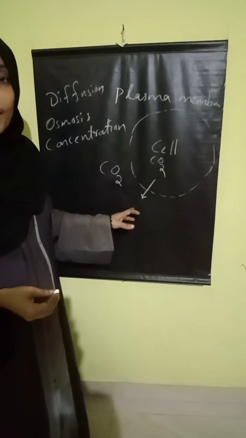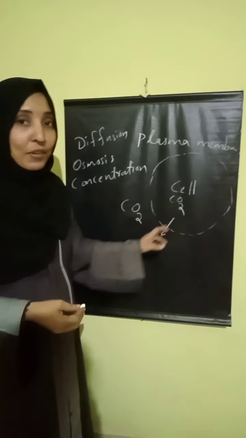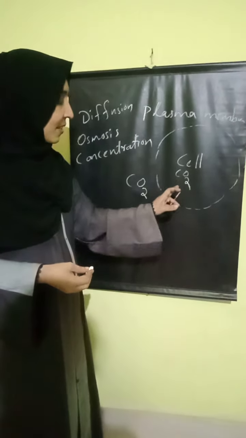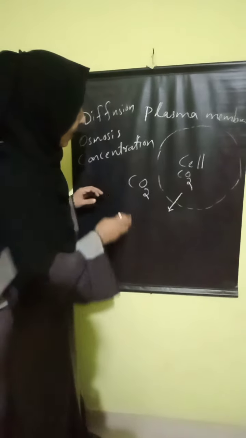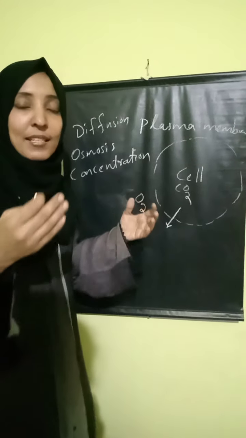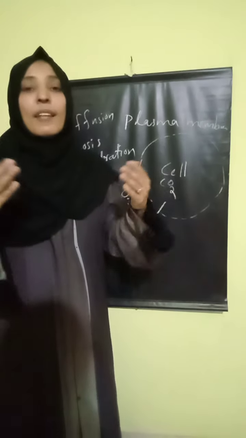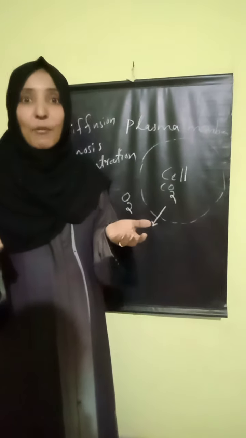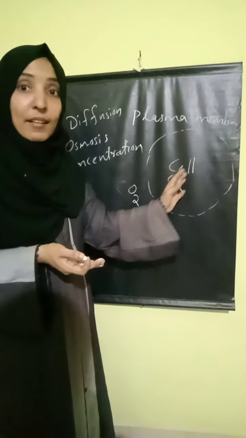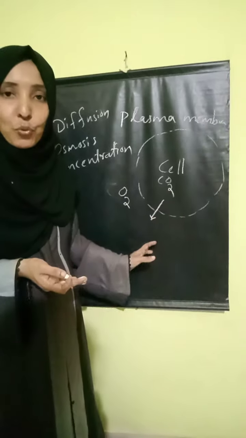This is the movement of carbon dioxide from its higher concentration to its lower concentration. That's a type of diffusion. Usually this happens inside the cell as a result of cellular respiration. Inside our body cells, the amount of carbon dioxide will be very high. So the cell needs to remove this waste from inside the cell by this process called diffusion.